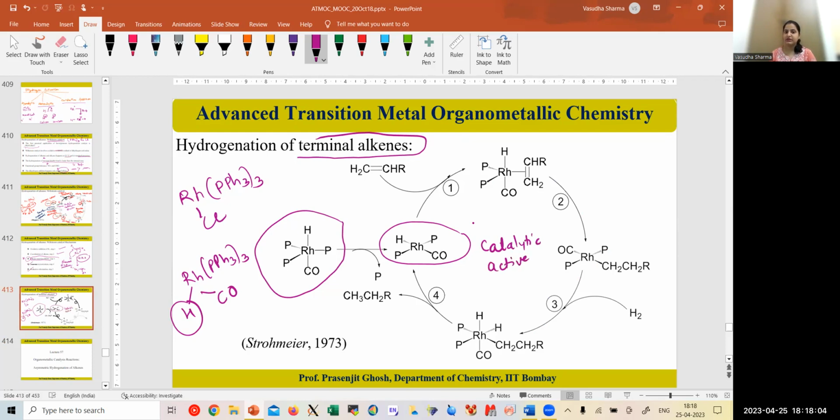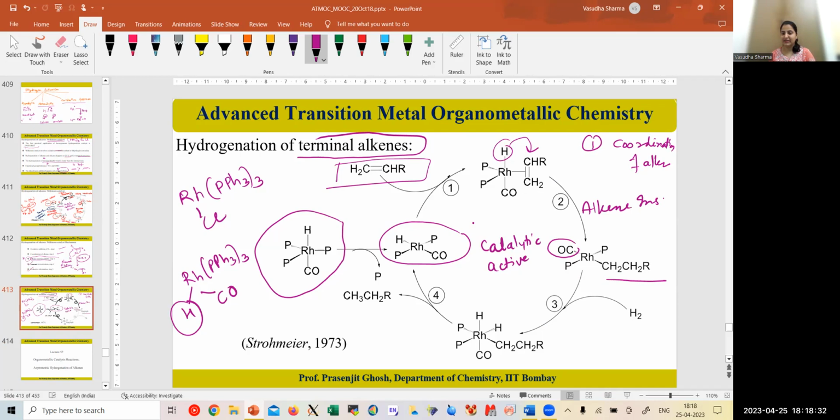The first step here is the coordination of your alkene. And as you can see over here, now this hydrogen will go and attack over here. This is called the alkene insertion, which is of course a rate determining step. Therefore, it has become a CH2CH2R. Now we have a carbonyl and a CH2CH2R over there.